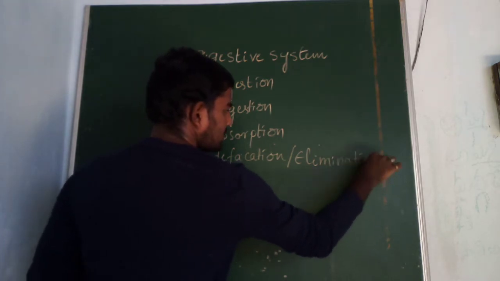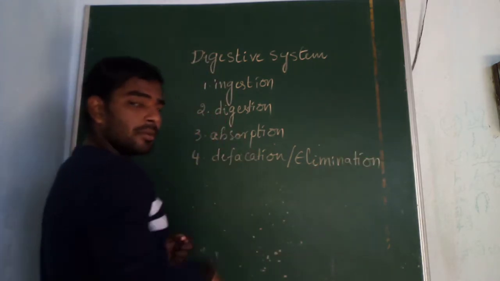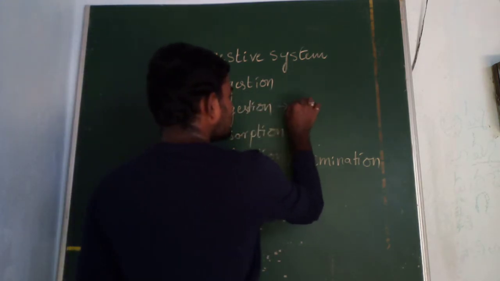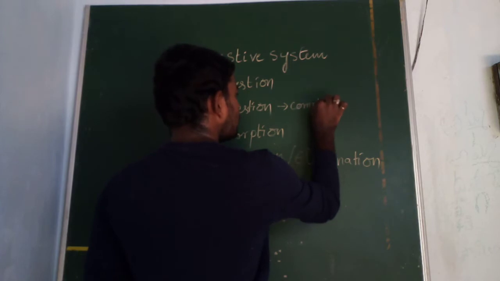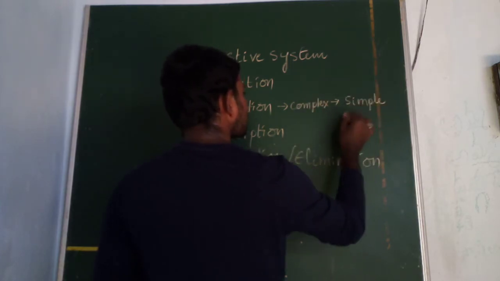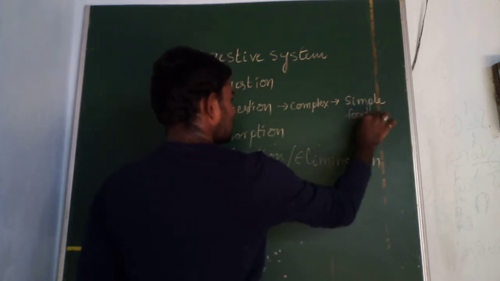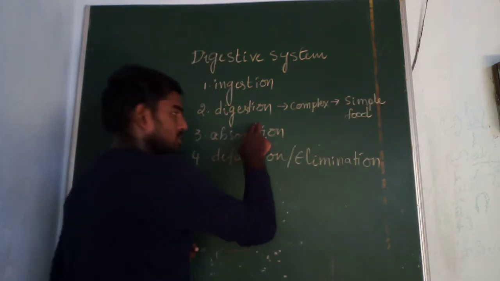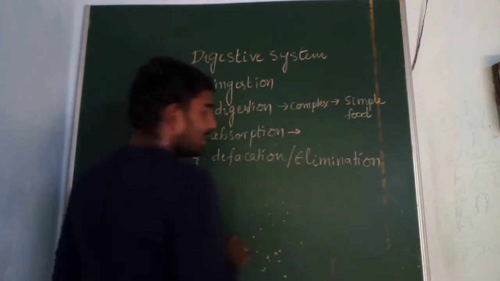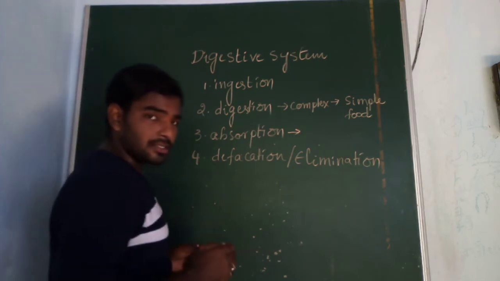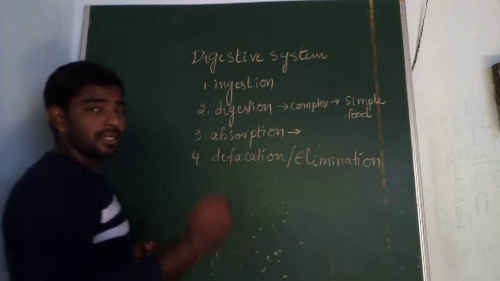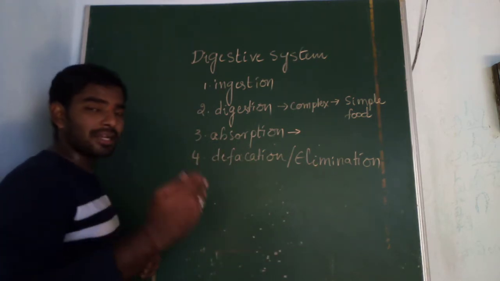So what is ingestion? Taking of food into the mouth is called ingestion. What is digestion? Here the complex food is converted into simple food by the presence of enzymes. That is called the digestion process. The next one is absorption. The food moves through the alimentary canal and reaches the small intestine. Here the absorption process takes place. The absorbed food is converted into blood and enters the circulatory system.